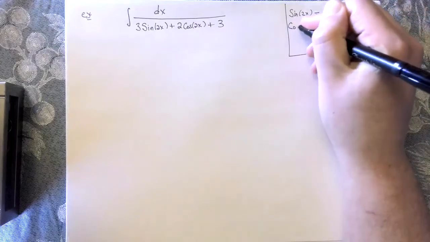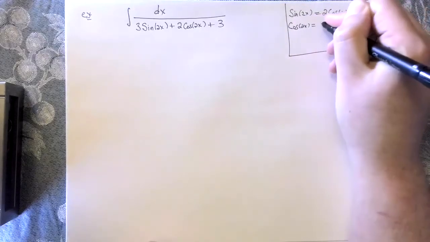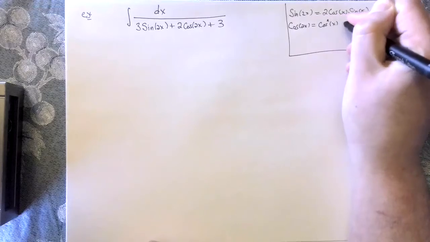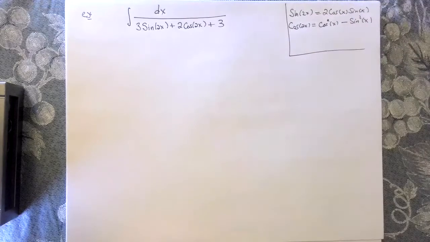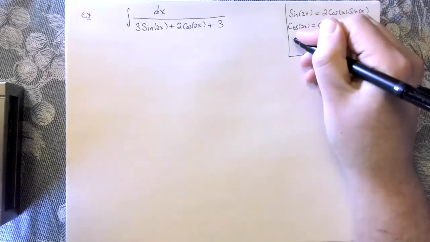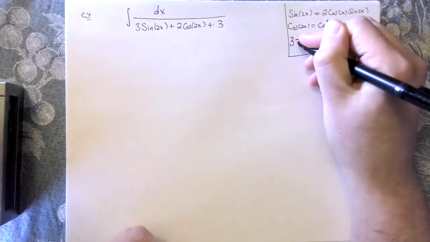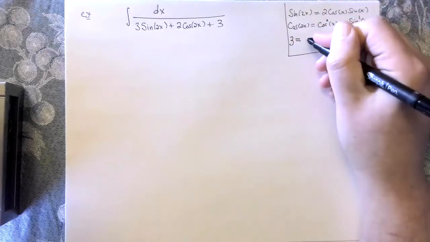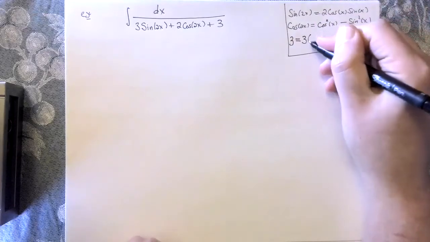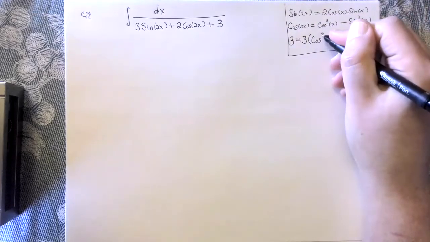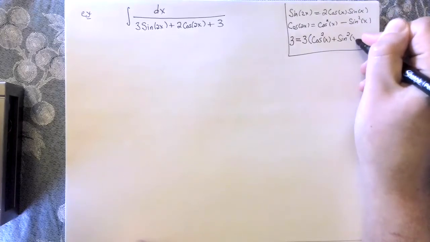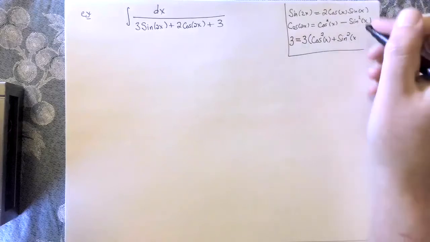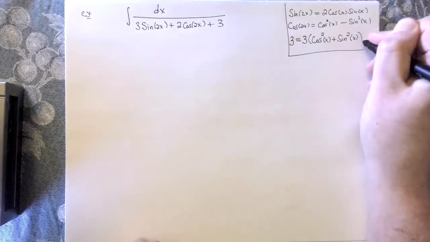And then cosine of 2x, we mentioned before, that's exactly cosine squared of x minus sine squared of x. And then here we've got a constant. It might be helpful to think about this constant as 3, which is 3 times 1, and 3 times 1 is really 3 times cosine squared of x plus sine squared of x. So that's a little trick you can take with you. It's nice for solving certain problems.